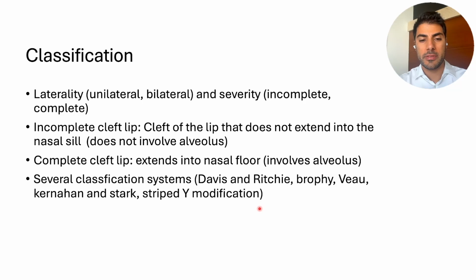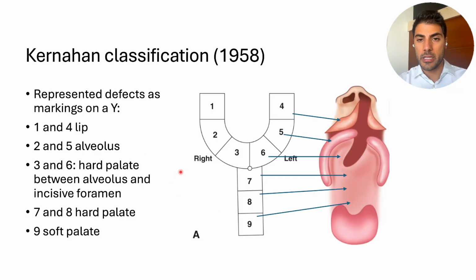There are a lot of classification systems. I will only show you the Kernahan classification that was in 1958. So this is the simplest visual classification. As you can see, the representation is a Y, and it's divided into many parts that define locations for the cleft lip. So 1 and 4 are the locations of the lip, bilaterally, of course.